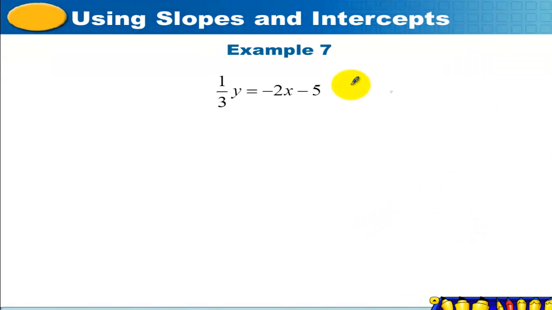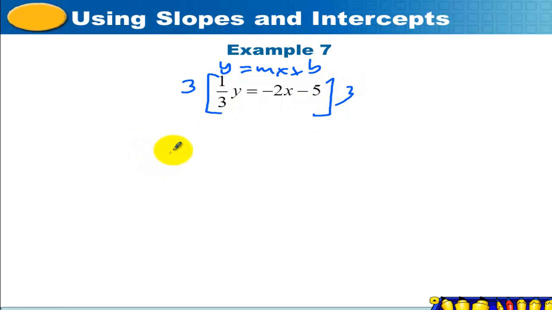Example 7. So we want our equation to be of this format, y equals mx plus b. I have 1/3 y here, so I need to remove my 1/3. We can divide by 1/3, but I would rather multiply both sides by 3. Okay, so 3 times 1/3 using our multiplicative inverse is just equal to 1 times y or just y. Now, let's distribute 3 to negative 2x. That's negative 6x. And then 3 times negative 5, that's negative 15.